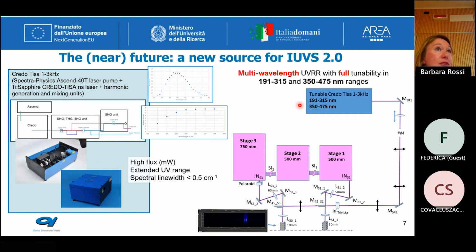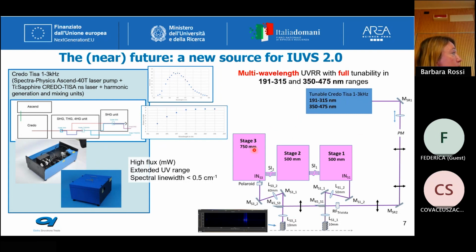In particular for our beamline, we are installing and commissioning at the moment this new source, which is a laser source composed of different types of lasers and harmonic generation and mixing units. The result of the emission of this laser is a very wide extension of the range in the deep UV, starting from about 191 nanometers until the far UV, and also in another region close to the visible range.